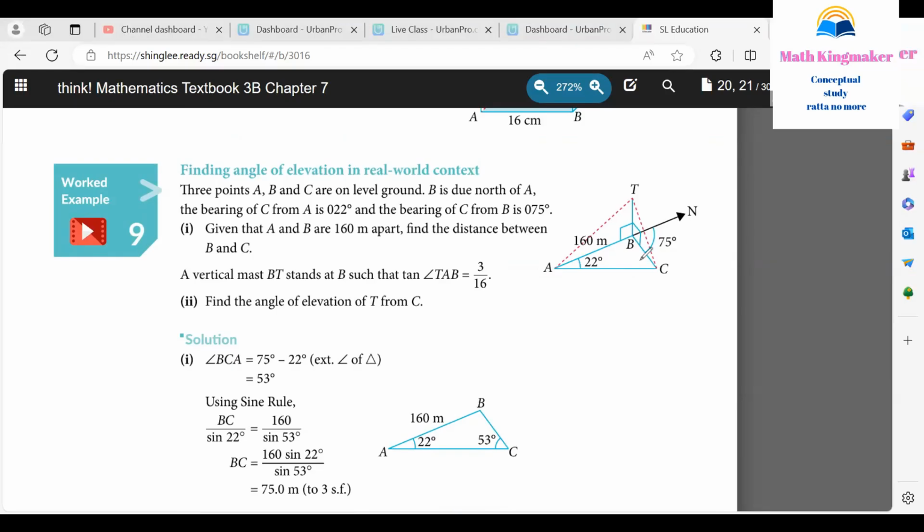So your triangle will look like this. It is 90 degrees at B. Okay, it is T. You can make it C here because you are going to find the angle of elevation. So this angle you have to find out. Any side you have, you have to have two sides to find that angle.